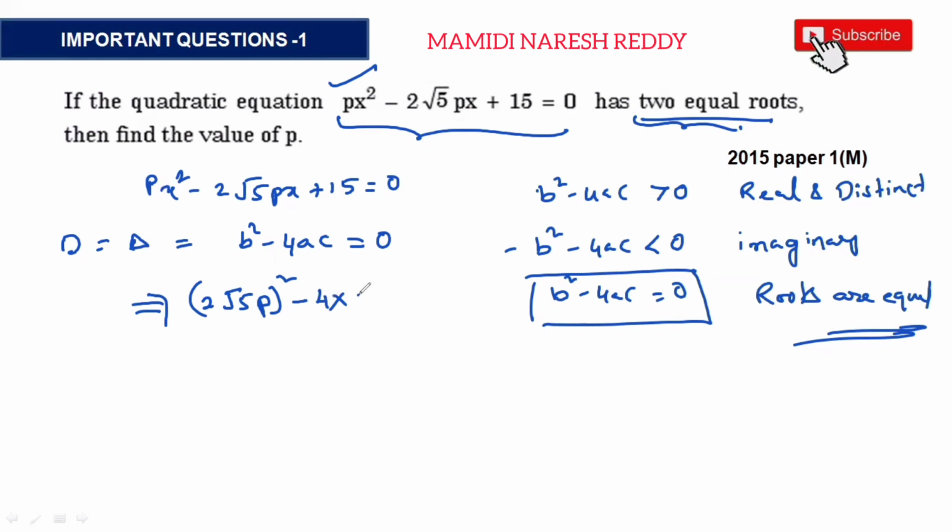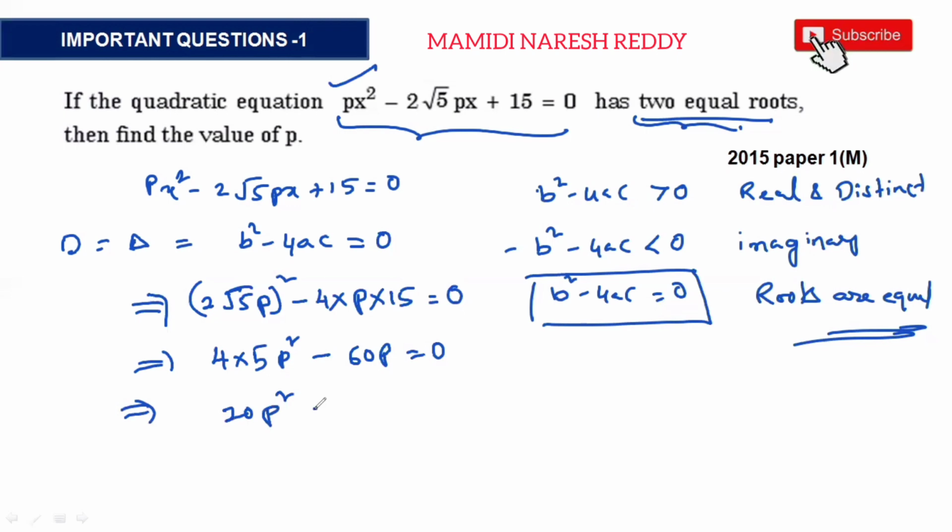Now A is equal to P here, and C is equal to constant, that is 15. That is equal to 0. Now, my dear friends, here 2 into root 5 whole square is nothing but 2 square, which is 4, whereas root 5 whole square is nothing but 5, and P square is P square, minus 15 fourths 60 P is equal to 0. Now 4 5 is 20, and 20 P square, sorry, minus 60 P is equal to 0. Now 20 P square, let it be, and minus 60 P sent to the other side becomes plus 60 P.